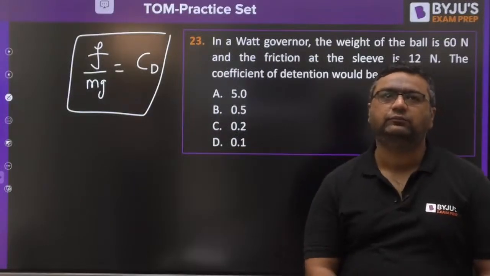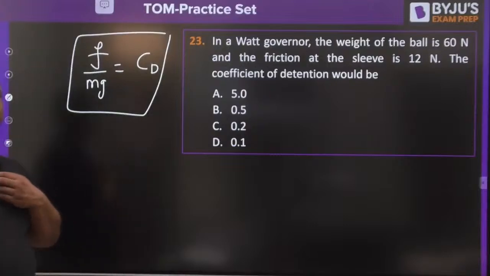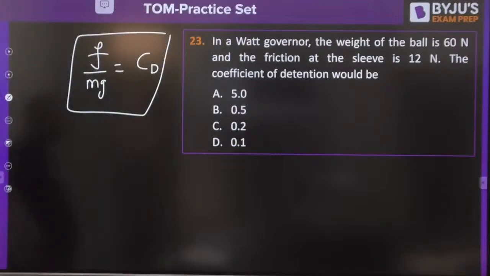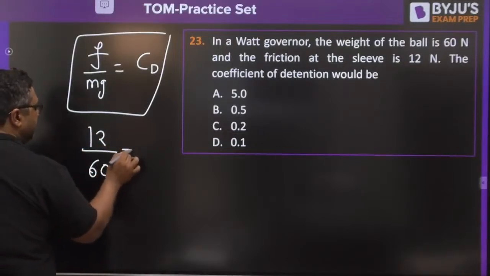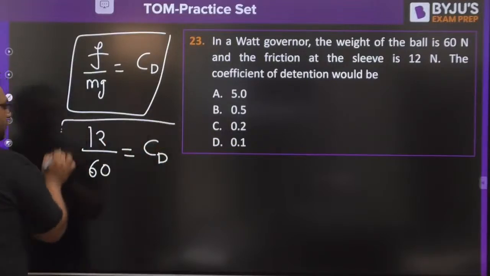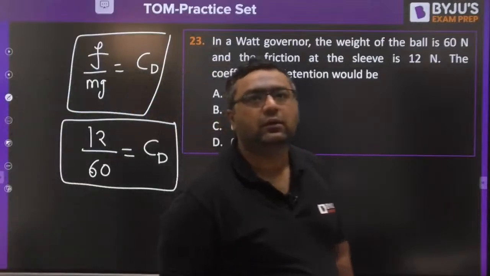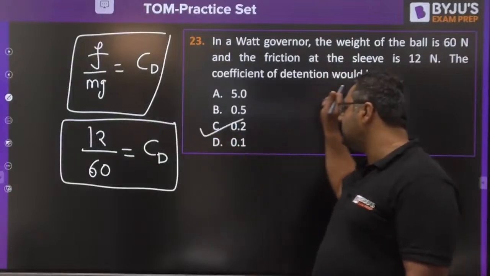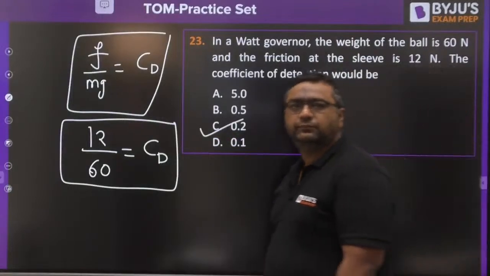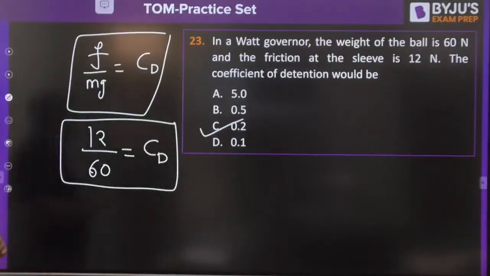Fine. So the friction force is 12 Newton. Weight is 60 Newton. The coefficient of detention is... a very easy question. Answer is C for this. Very good, guys. Very good, Shubhadeep.